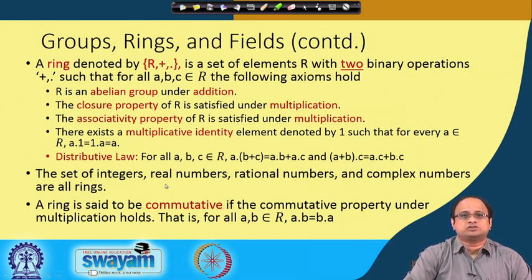So, there are several examples of rings. For example, the sets of integers, real numbers, rational numbers, and complex numbers are all examples of rings. A ring is also, in a similar way as in groups, said to be commutative if the commutative property under multiplication holds. That means for all A, B which belong to R, we have A dot B is equal to B dot A. So, it is an example of a commutative ring.